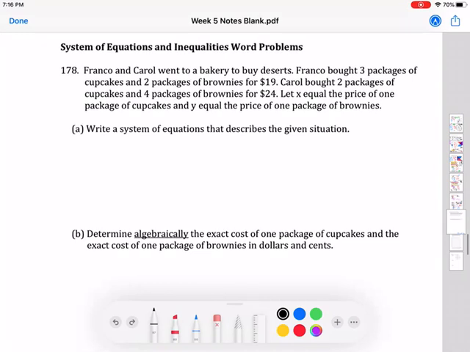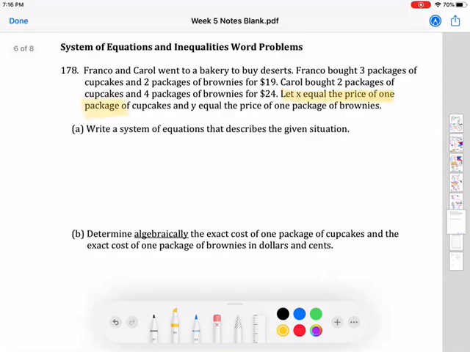Okay, some word problems. We're in functions and modeling math in real world scenarios. So we're working with systems of equations in word problems. So 178, I'm just going to read it to you. It says, Franco and Carol went to a bakery to buy desserts. Franco bought 3 packages of cupcakes and 2 packages of brownies for $19. Carol bought 2 packages of cupcakes and 4 packages of brownies for $24. Let x equal the price of 1 package of cupcakes and y equal the price of 1 package of brownies.